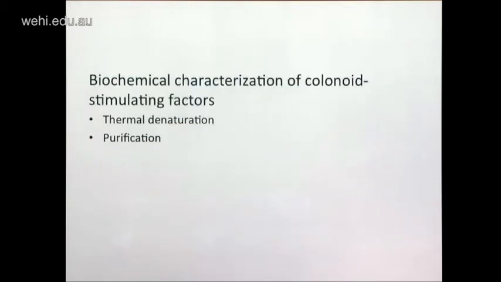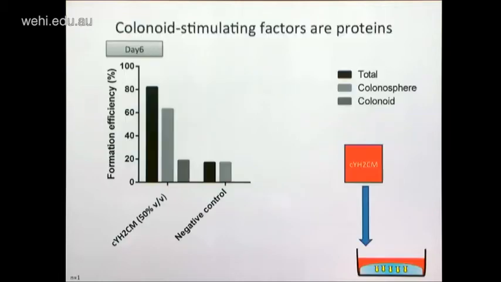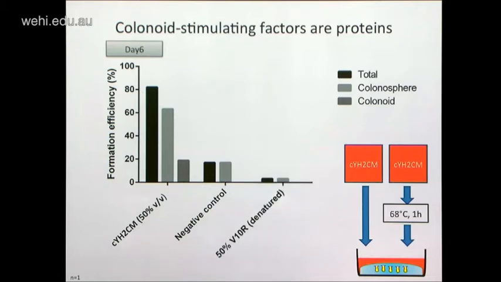Now I'm going to tell you about the biochemical characterization of colonoid stimulating factors. Here shows that by adding the concentrated condition medium, it supports the colonoid formation compared to the negative control. However, when we treat the condition medium at 68 degrees for an hour, which would denature protein, the activity to support the colonoid formation was lost. So it suggests that the colonoid stimulating factors are proteins.